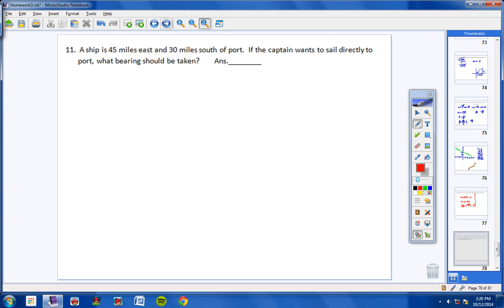All right, okay, number 11. Okay, the ship is moving, let's see here, 45 miles east. So here's the port, 45 miles east and 30 miles south, and it's right here. Okay, so this is 45 and this is 30. Now if the captain wants to sail directly to port, so here's the captain right here, and he wants to sail to port, which is over here, what bearing should he take? So here we go.